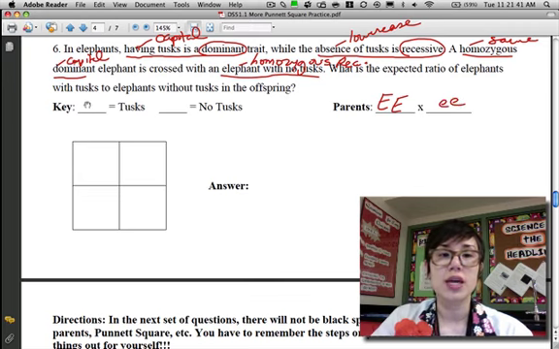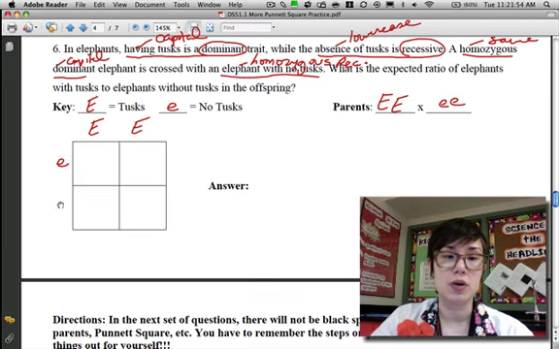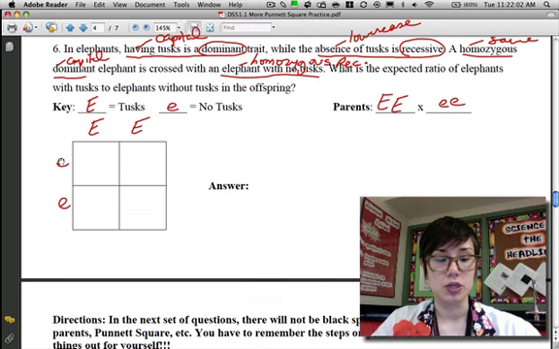So let's fill in our key. Having tusks, according to our reading, is a capital letter. So I'm going to put a big E. No tusks is a lowercase letter. Now let me put my parents in. I'm going to put my homozygous dominant parent at the top and my homozygous recessive parent on the side. Again, it doesn't matter where you put them. That's how I set it up. You could swap these out if you wanted to. I'm going to do the top two, and you are going to do the bottom two.